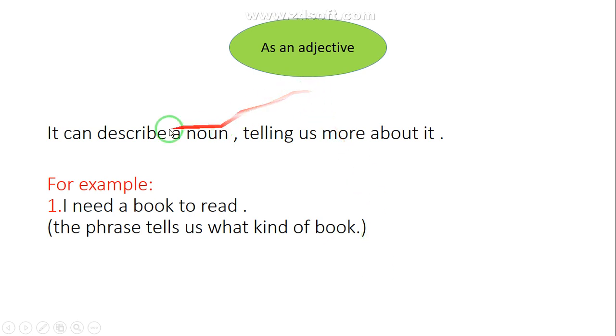As an adjective, it can describe a noun, telling us more about it. For example, I need a book to read. The phrase tells us what kind of book. I need a book. Which book? What kind of book to read? So this phrase is describing our noun.